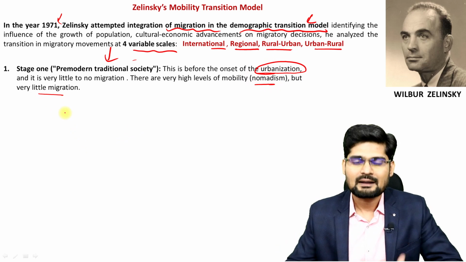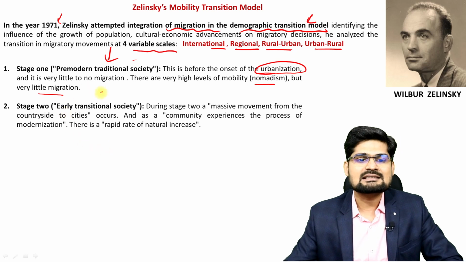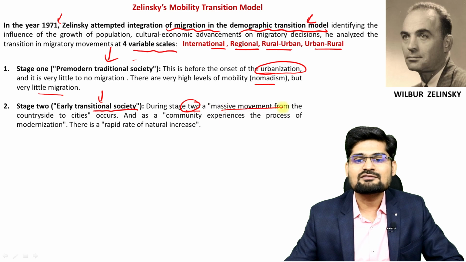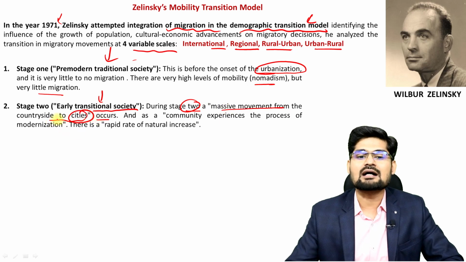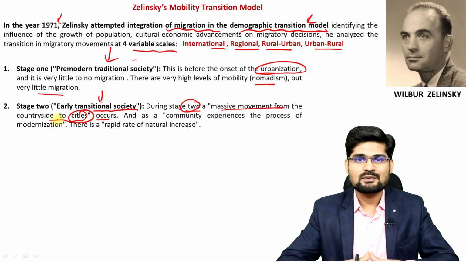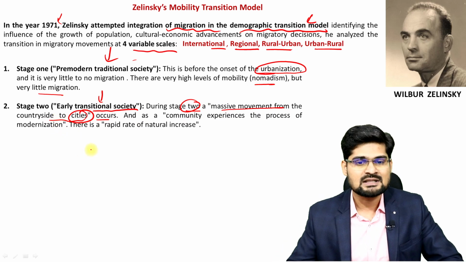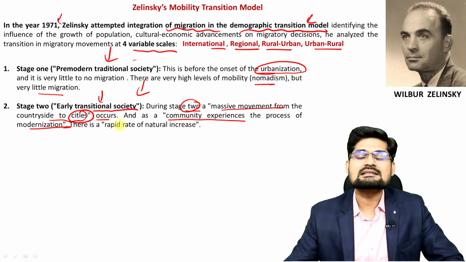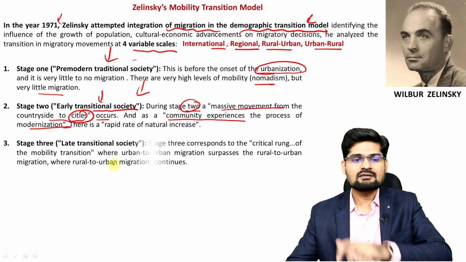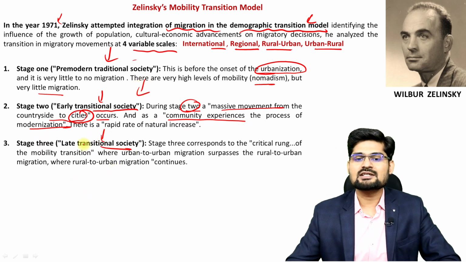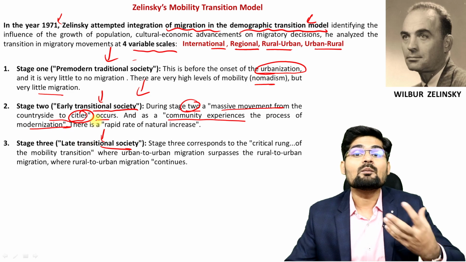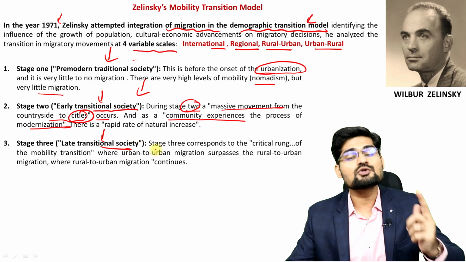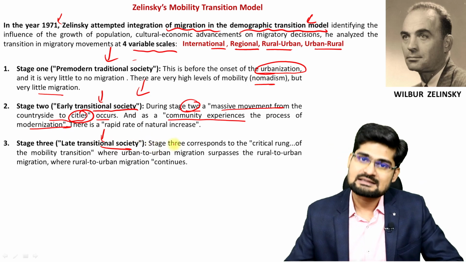search of food, right? Then in the second stage he says early transitional society, where during stage 2 a massive movement from countryside to cities occurs. Now diversification happens, so urban-rural diversification happens, right? The community experiences the process of modernization, and then there is an increase of migration. Then further the late transitional stage, where you see that cities become bigger and there is more rural to urban migration, and further, urban to rural migration in the late phase starts to happen.